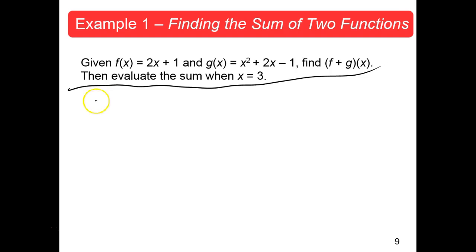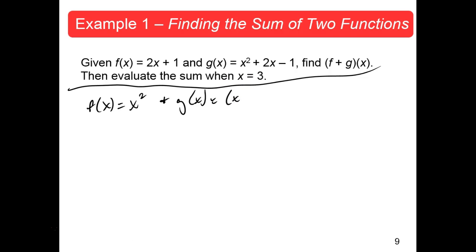Given that f of x is equal to x squared and g of x is equal to x minus 3. Well, I don't need the parentheses. They didn't have it.